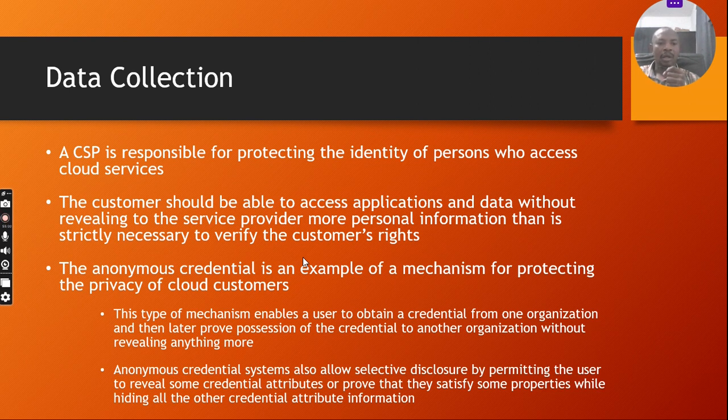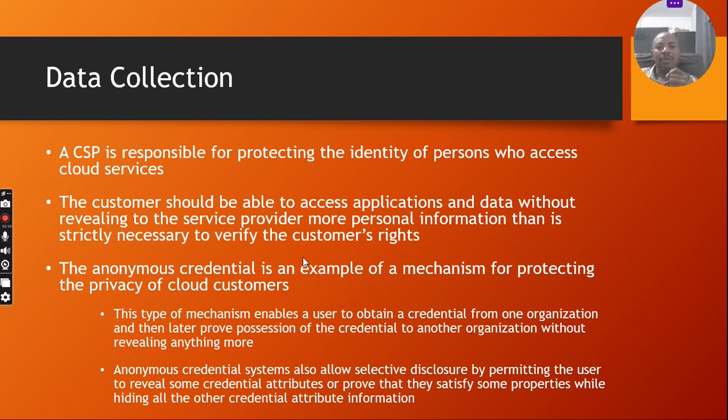The anonymous credential is an example of a mechanism for protecting the privacy of the cloud customer. An anonymous credential is one mechanism that we use to protect the customers. They don't have to disclose everything about themselves. So once they obtain the anonymous credentials, then they will be able to access the cloud, and the system should recognize them with these credentials.